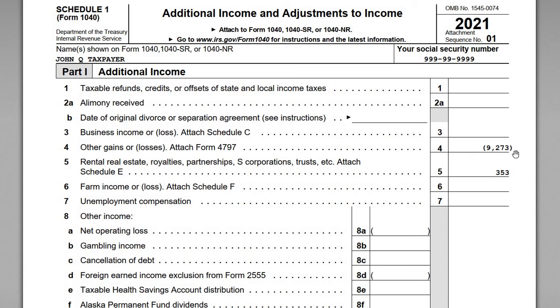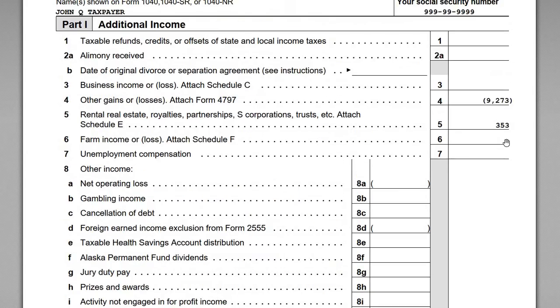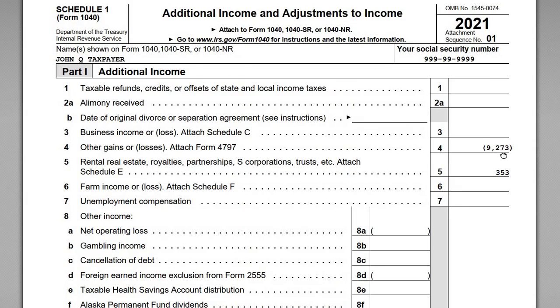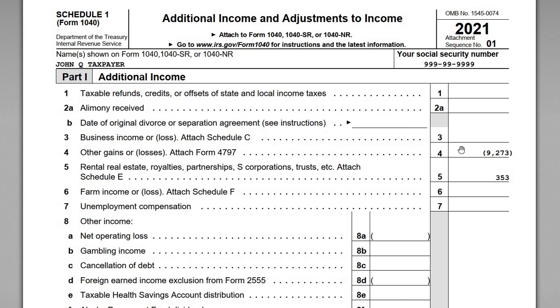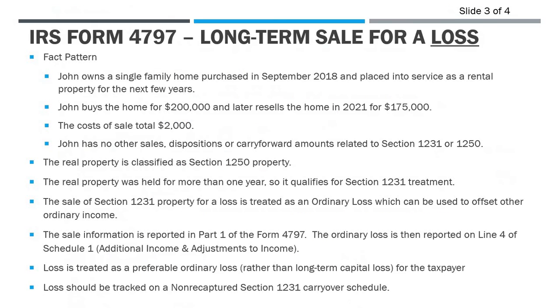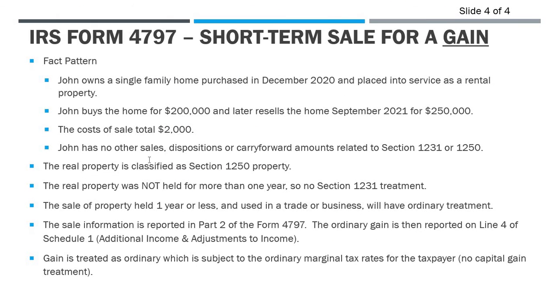I mean, ordinary losses are very, very good, right? Because they can offset all these other types of additional income and without really much limitation. Okay, so that covers that example. So let's now move over to the very last one. So this is the last fact pattern here.